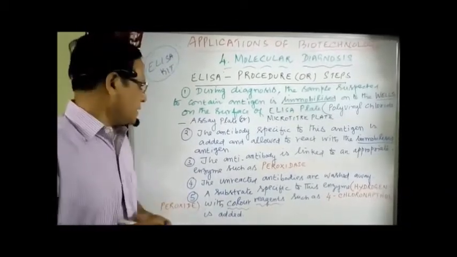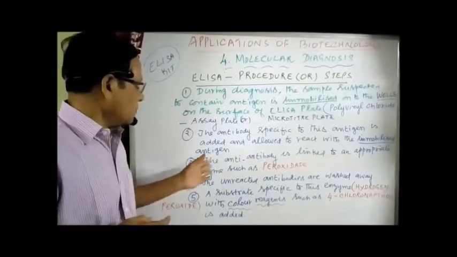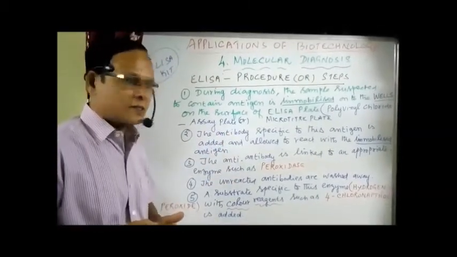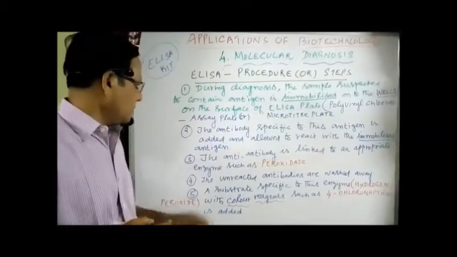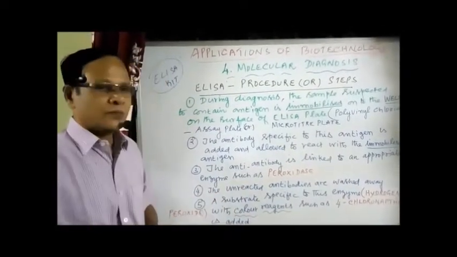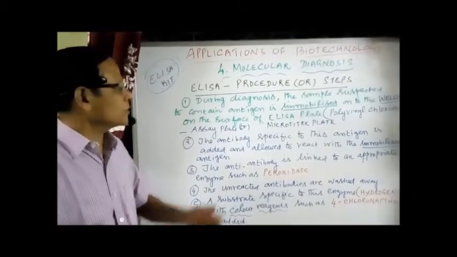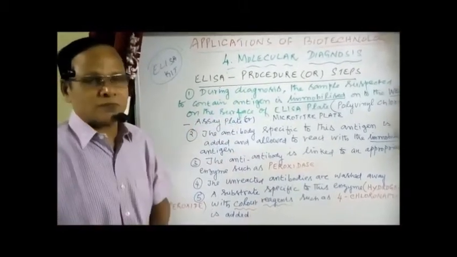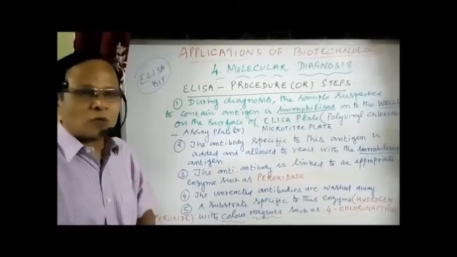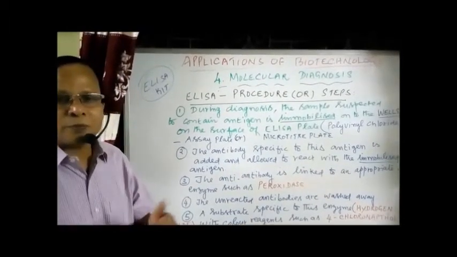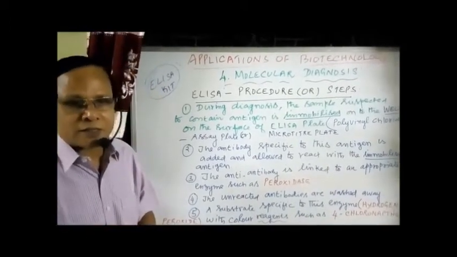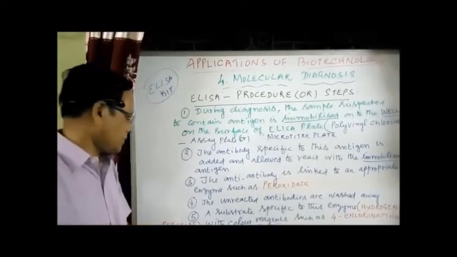Now the antibody, after reacting with the antigen, is called the anti-antibody. This anti-antibody is linked to an appropriate enzyme. We have different types of enzyme. That's why it's called an enzyme linked assay. Enzymes such as peroxidase, the one which catalyzes hydrogen peroxide. That enzyme is called peroxidase, which catalyzes the substrate hydrogen peroxide.